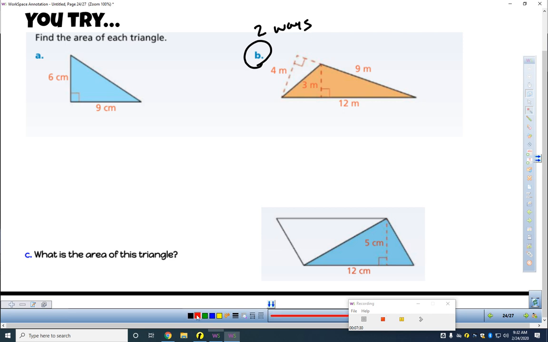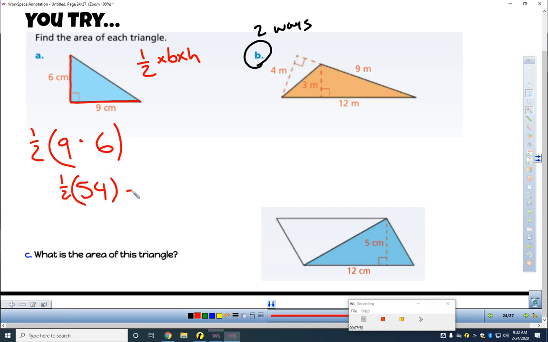Right? I know that the formula for an area of a triangle is 1/2 times base times height. I know that the base of this triangle is 9 centimeters. It's a right triangle, so the other side here must be the height, 9 times 6, and then I'm going to take 1/2 of that. 9 times 6 is 54. 1/2 of 54 is 27 centimeters squared. Notice I did a lot of the computation in my head.